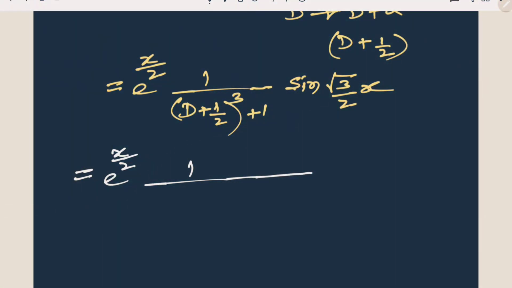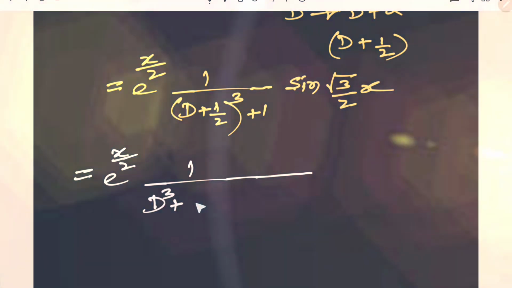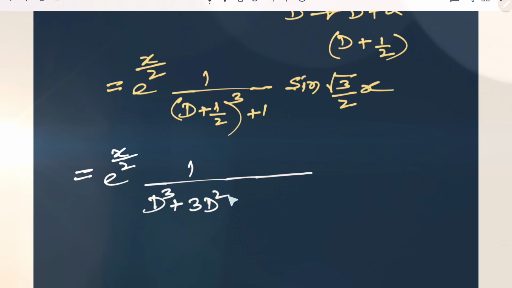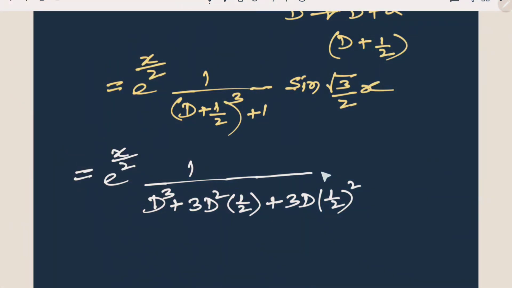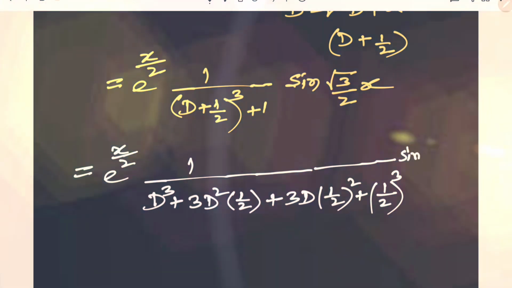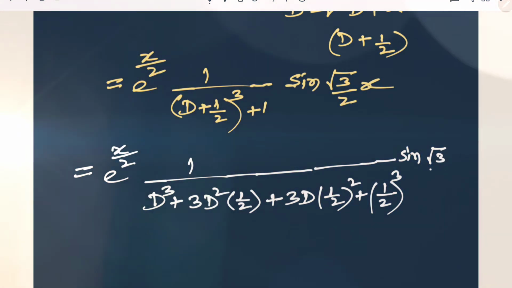Expansion is a cube, meaning D cube, plus 3a square b, 3D square b is 1 by 2, plus 3ab square, 3D into 1 by 2 square, and plus b cube means 1 by 2 cube, and which we have to operate on sine square root of 3 by 2 times x.